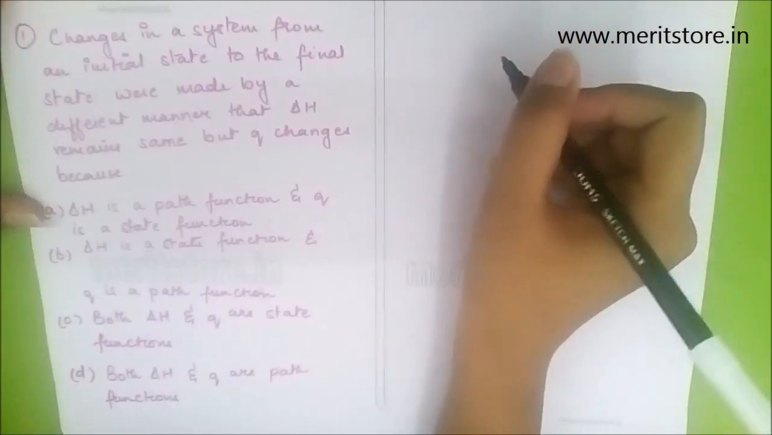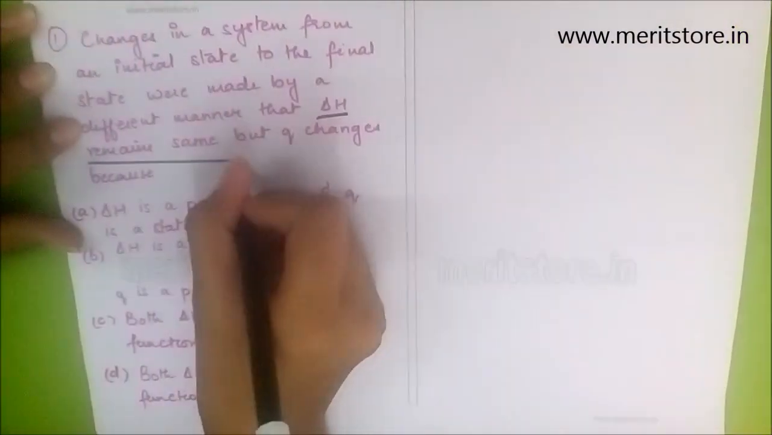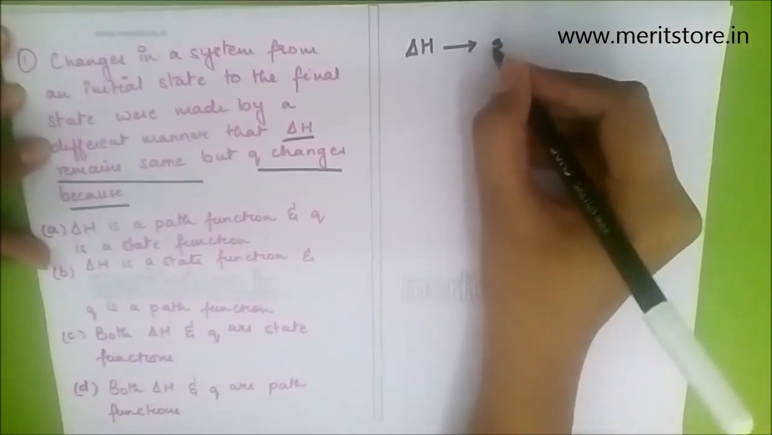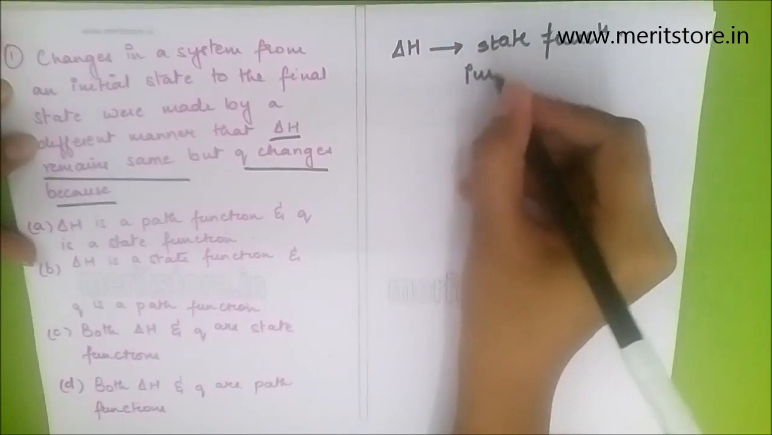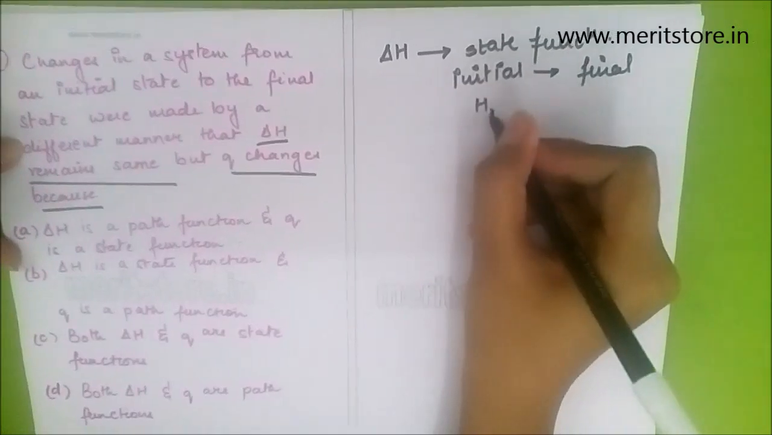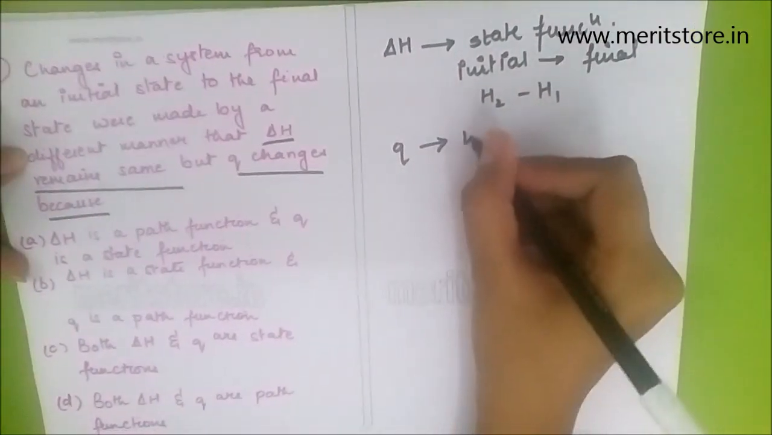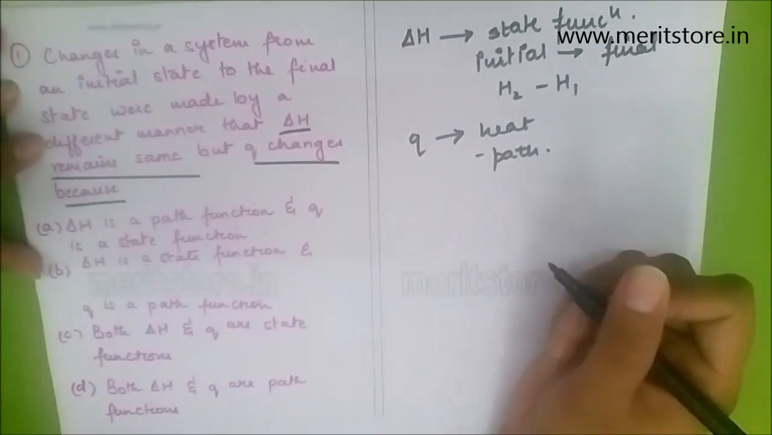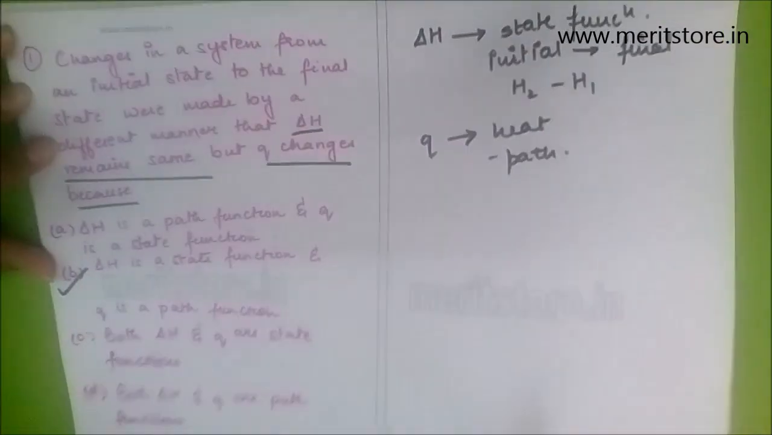Now according to the question, the initial and the final states were reached in a different manner, and delta H was the same and Q had changed. Why? Because as we know, delta H is a state function and it only depends on the initial and final state, that is H2 minus H1, and Q, that is the heat, is a path function as it is dependent on the path which it follows. So the perfect option over here is delta H is a state function and Q is a path function.